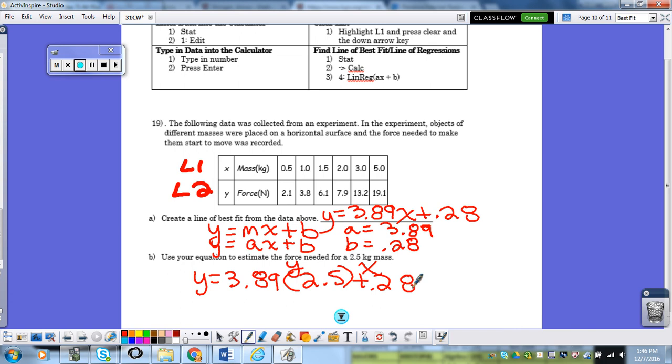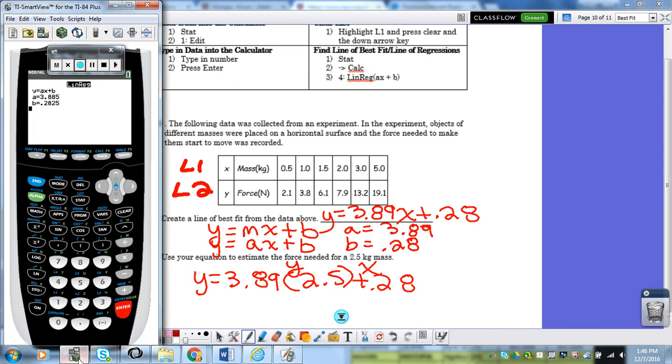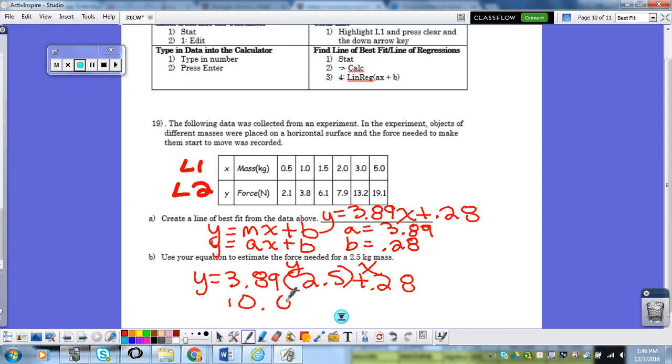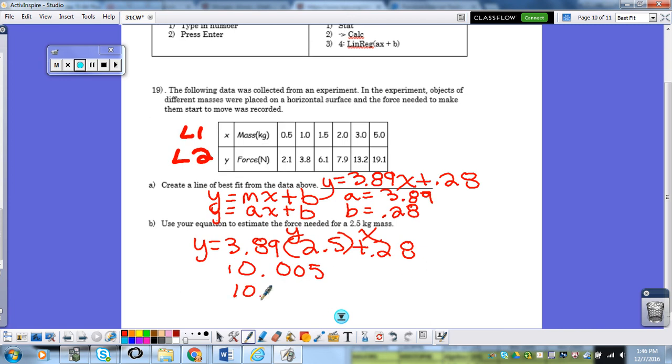There we go. So now you go to your handy dandy calculator and type it in: 3.89 parentheses 2.5 parentheses plus 0.28. So that means the force that you need is 10.005, to 2 decimals that is 10.01. And for force, the units are N, which is newtons.